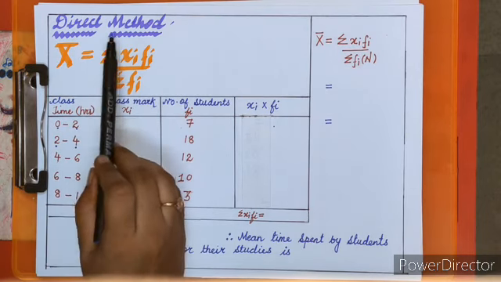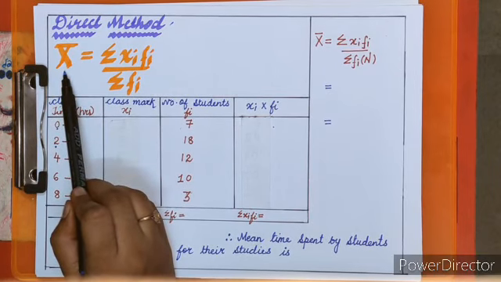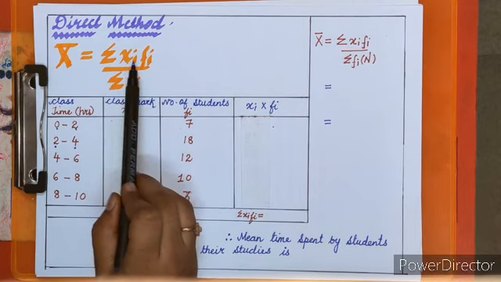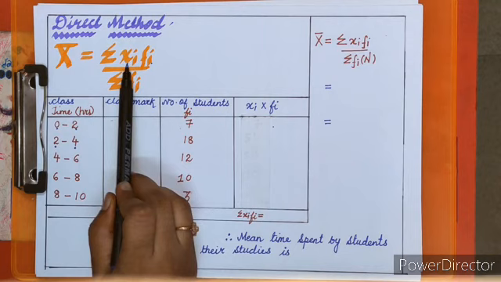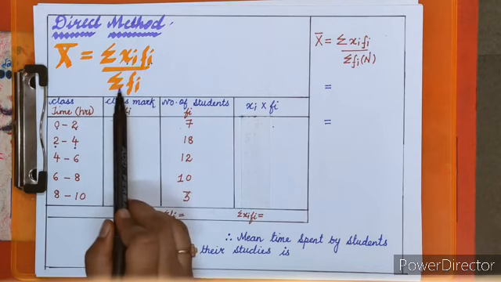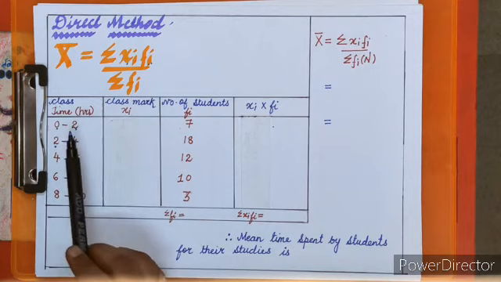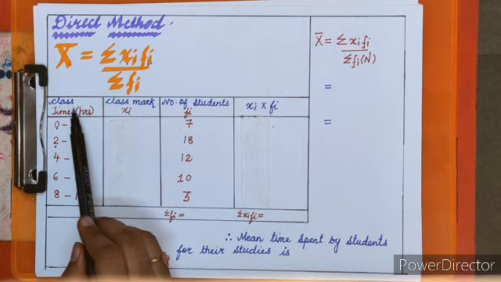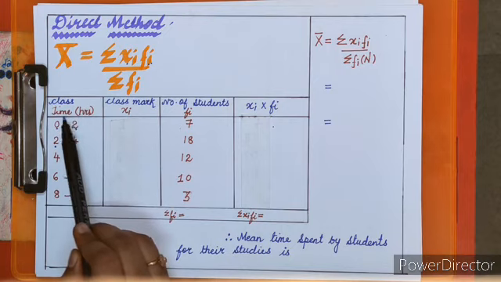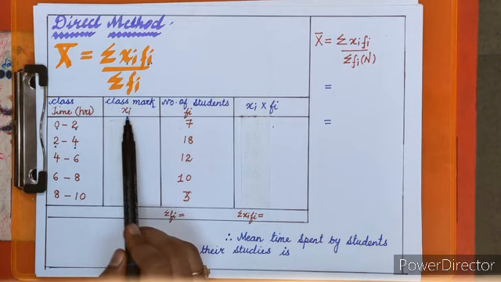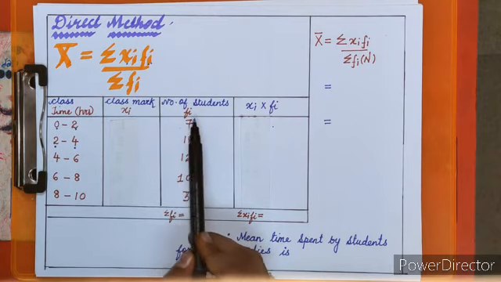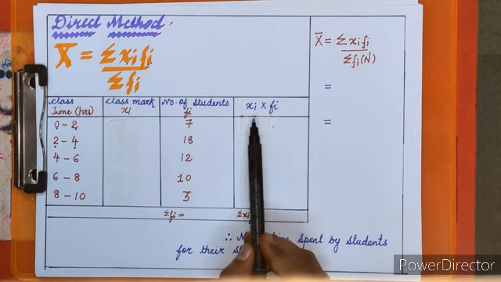Here by direct method, first of all, the mean is denoted by X bar. The formula is summation of class mark into frequency. X stands for class mark, F stands for frequency, upon summation of frequency. We have to make 4 vertical columns, where in the first column class is written. Your class is given in the time. In the second column class mark is written, that is given by xi. Third column is for frequency. Here your frequency is the number of students, given by fi, and the last column is the product of class mark and frequency.